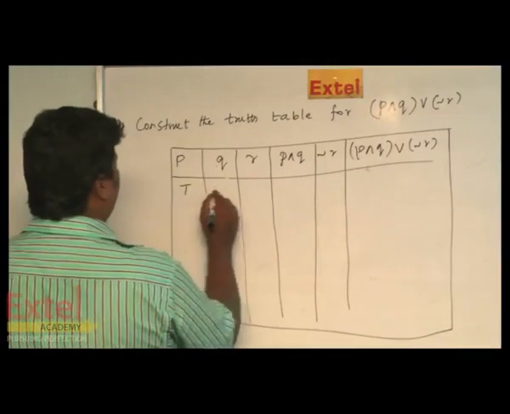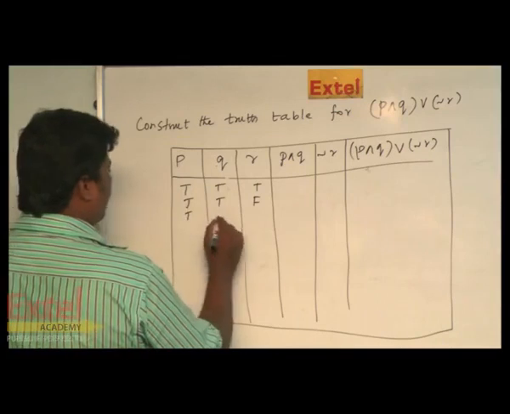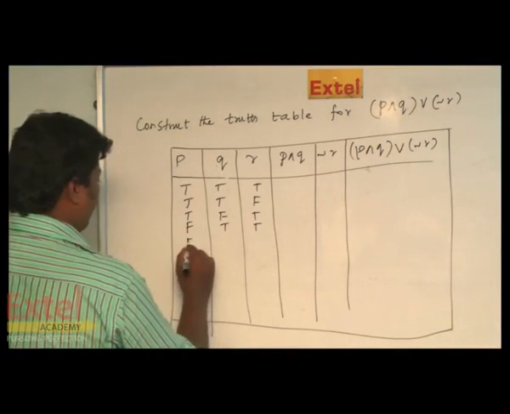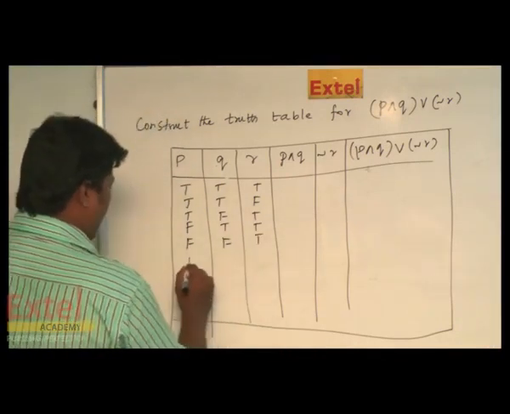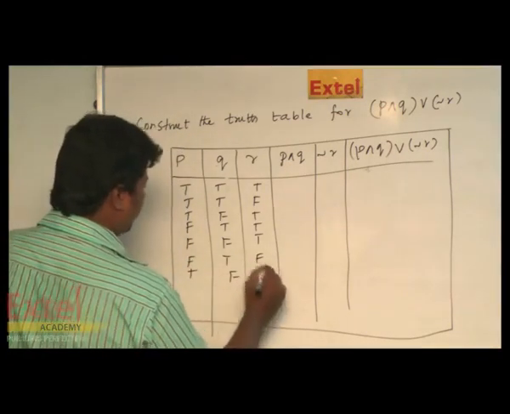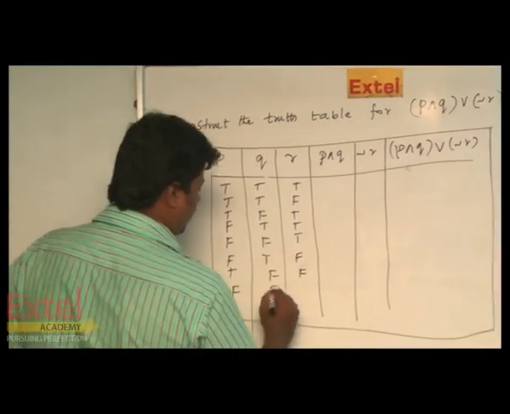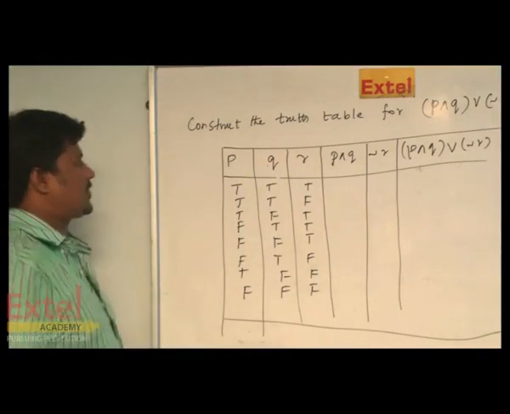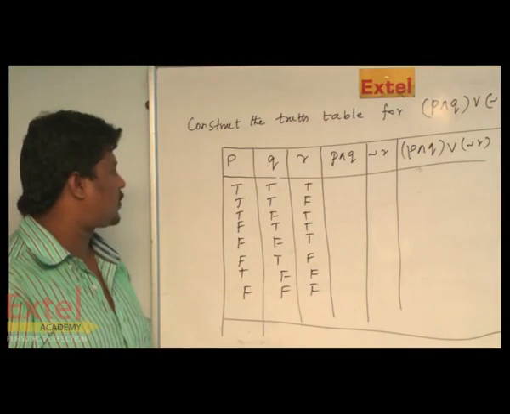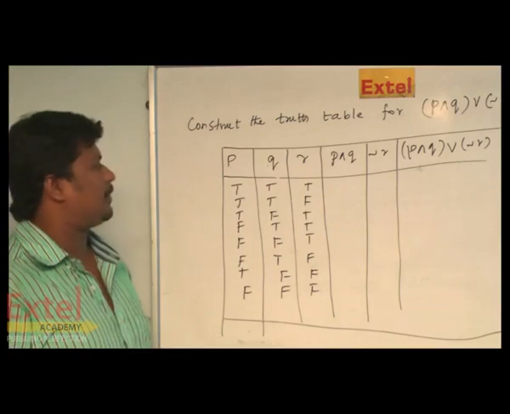So now, true, true, true, first one; true, true, false; then true, false, true; and false, true, true; true, false, false; false, true, false; true, false... the 7th, and the last one, 8th, false, false, false. Okay. So these are the P, Q, R combinations we can construct, and everything will be false in the last row.